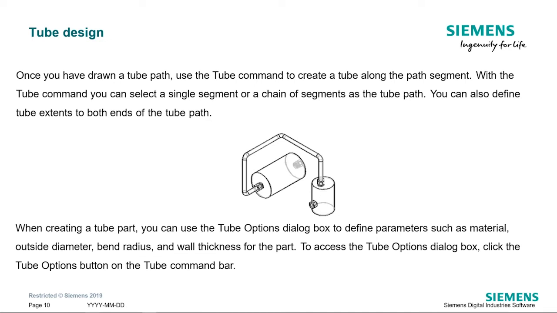Something else that you have control over is that you can select a specific segment of the chain to place a tube, and then you can decide the end conditions of that tube, how you want that tube to be on both the ends. Inside the tube options, you have a couple of controls on the tube, like selecting the material for the tube, deciding the outer diameter, the bend radius, the wall thickness, whether you want your tube to be solid or maybe hollow. That depends upon the wall thickness, and many more options.